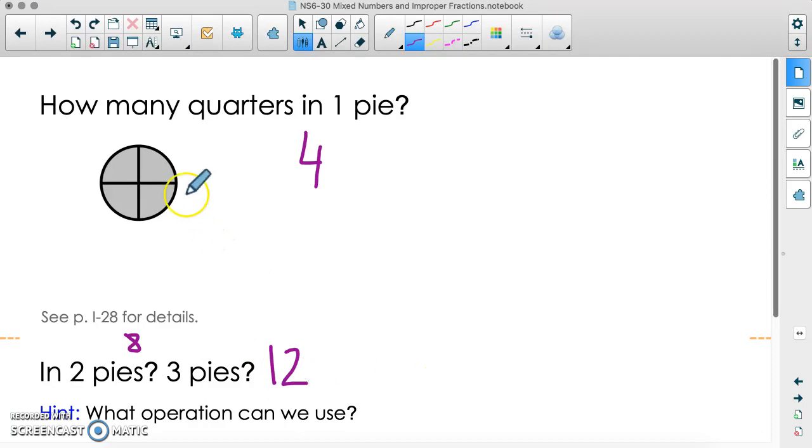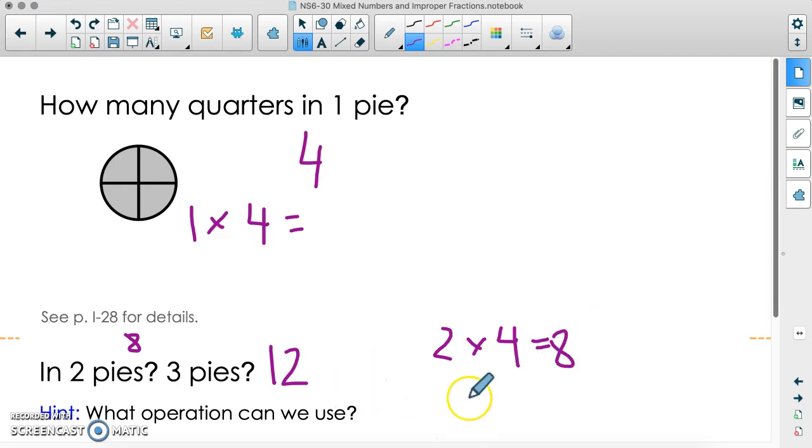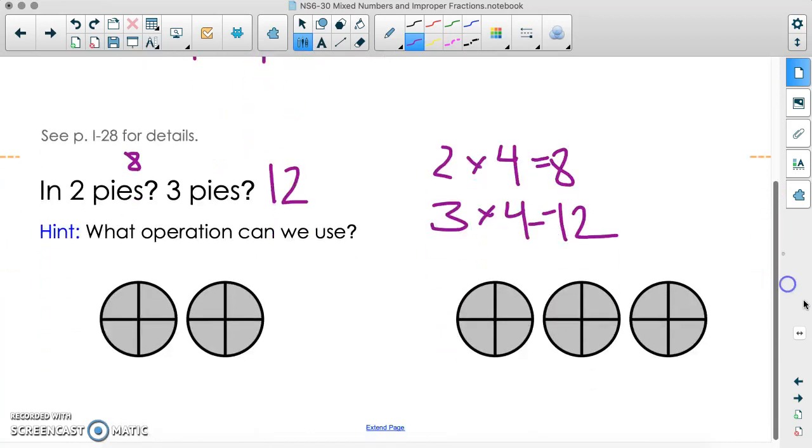Well, I'm multiplying because here I have 1 pie, there's 4 quarters, I know there's going to be 4. If I have 2 pies, and I know that each pie is cut into 4, I'm going to do 2 times 4, which is going to give me the 8. And for 3 pies, I'm going to do 3 times the 4 pieces, and that's going to give me the 12. So I'm using multiplication to figure this out.